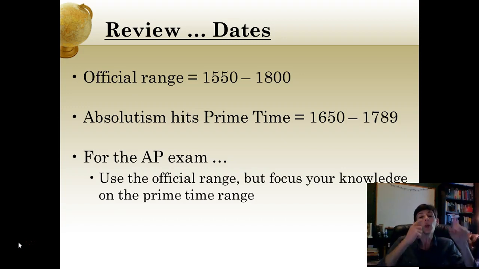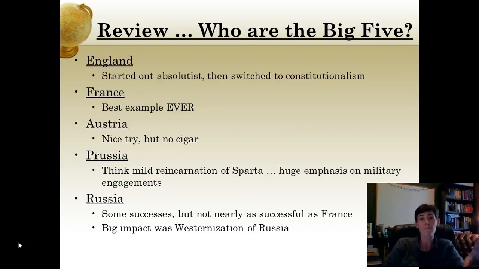For the AP exam, you should know the official range. Like, you should be able to answer, what is the range of absolutism? It is 1550 to 1800. But in terms of studying and actual factual knowledge, focus your attention on 1650 to 1789. These are the 5 big guns you're going to want to focus on.